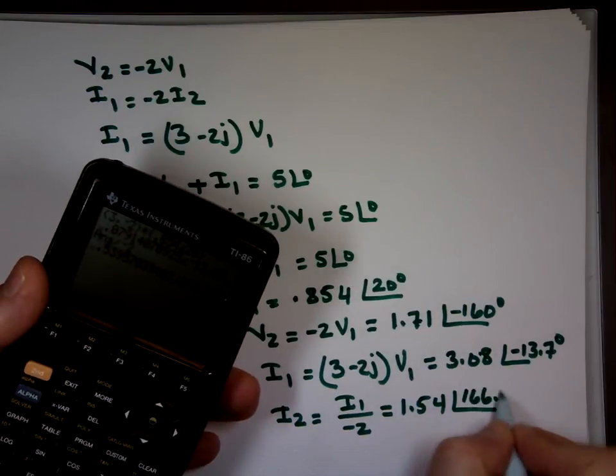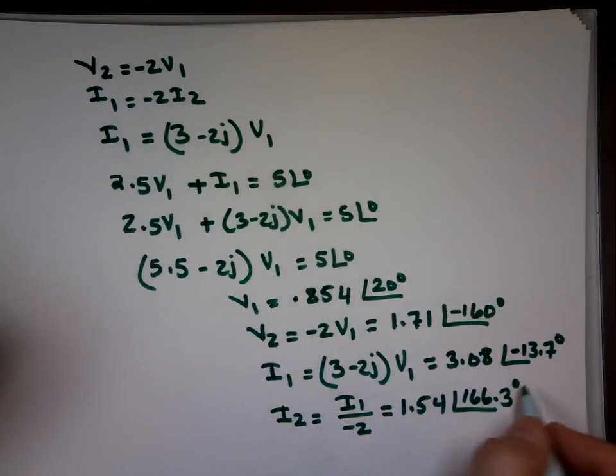Do these answers match? So let me read the answers and you tell me if they match. I sub 1, 3.08, angle negative 13.7. Yes. I sub 2, 1.54, angle 166.3. V1, 0.85, angle 20. And V2, 1.71, angle negative 160. Good.